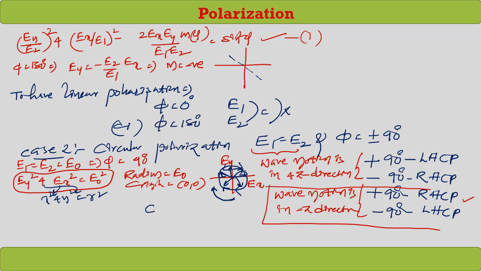Some people will remember like this also: clockwise is nothing but left-handed circular polarization. But sometimes we can't remember it like this either. So how to remember this one exactly? What is the meaning of introducing the term left-handed? Why is it taken like that?